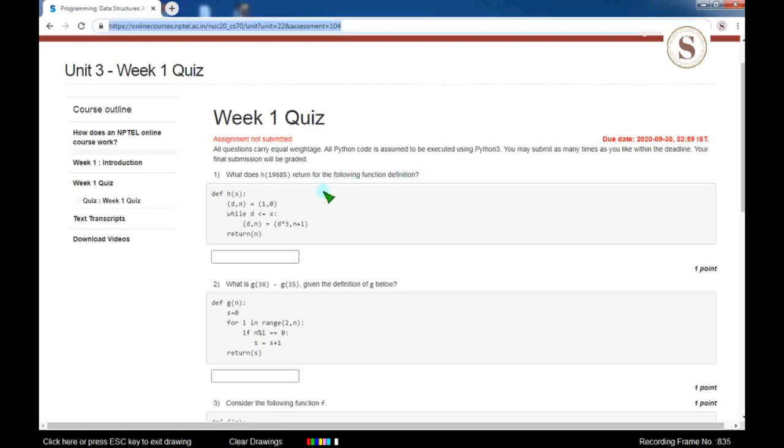If you look here, a function is defined as def h of x. It means you should replace this x with the given integer, that is 19,685. Replacing means, if instead of x we place this number, then automatically all these equations will change and finally result in returning a number n. It means the constant is replacing the variable x.